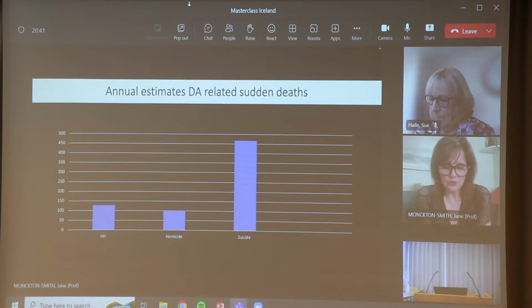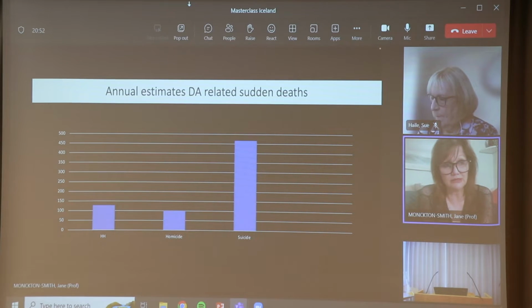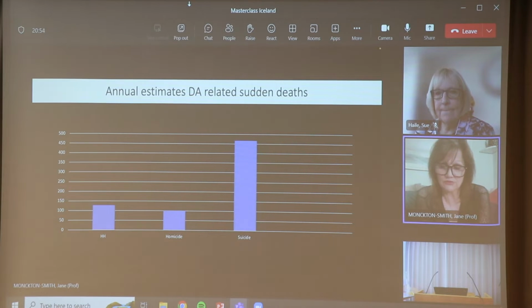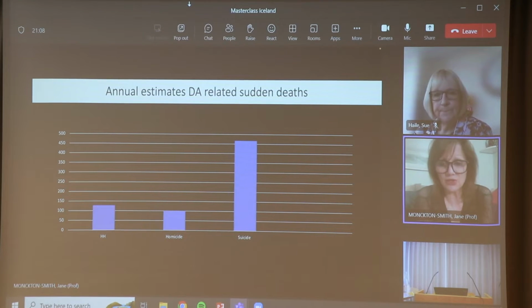So we did do some work with an investigative journalist, looking at if anyone was recording these numbers, and some police forces had made some effort to record, and we were looking at the amount of cases that came across our desk. Me and Sue, we look at a lot of these cases for people, and we kind of merged them together, and that's the number we came up with. It is only an estimate.